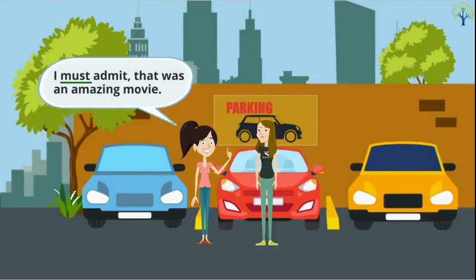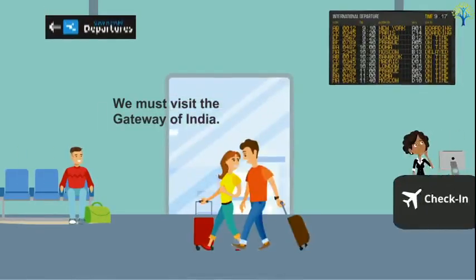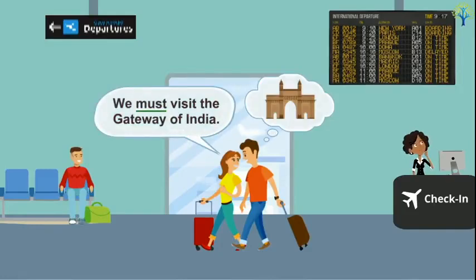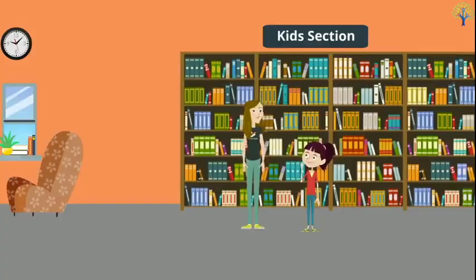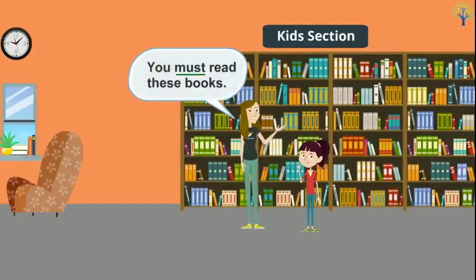To give a recommendation using must, begin with the pronoun or noun. Add must in the verb. Add extra information after the verb. For example, we must visit the Gateway of India. Or, you must read these books.